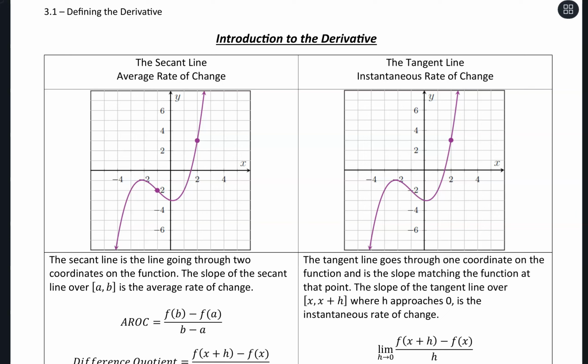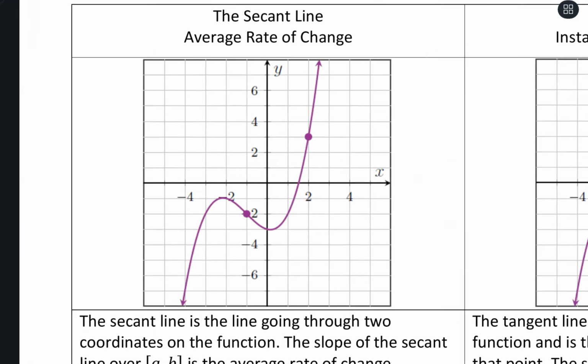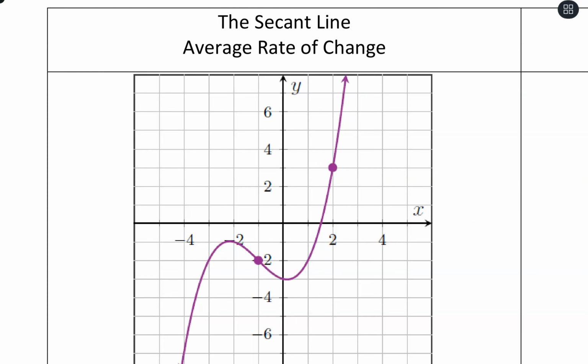Okay, so let's take those ideas of average rate of change and relate it to instantaneous rate of change as we get to a definition of derivative. So to start with the idea of average rate of change and our secant line. Again, the secant line takes two coordinates on our function, covering a span of x values. And what we're doing is looking at the line between those two points.